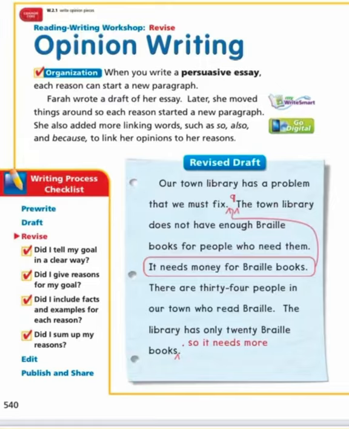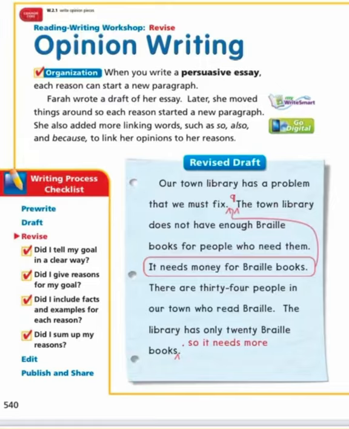Revised draft. Our town library has a problem that we must fix. It needs money for Braille books. The town library does not have enough Braille books for people who need them. There are 34 people in our town who read Braille. The library has only 20 Braille books, so it needs more.